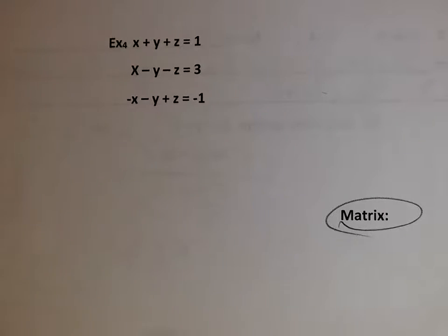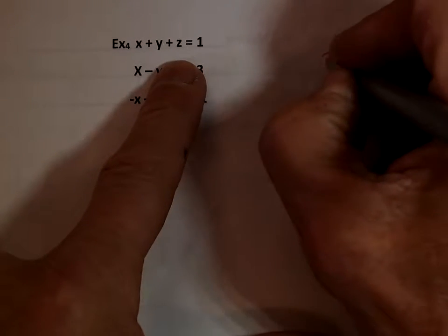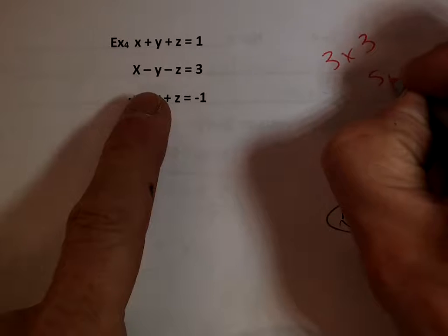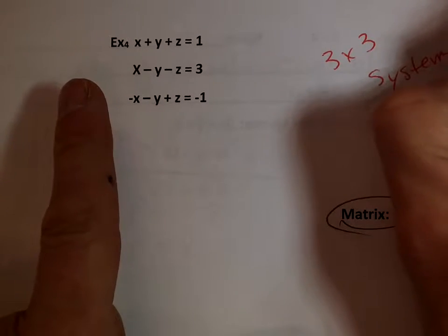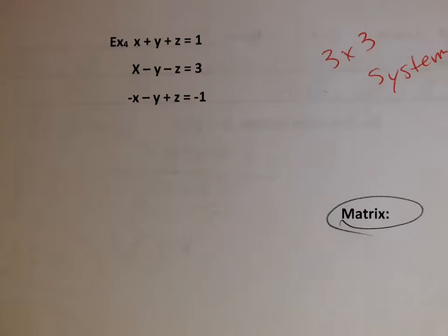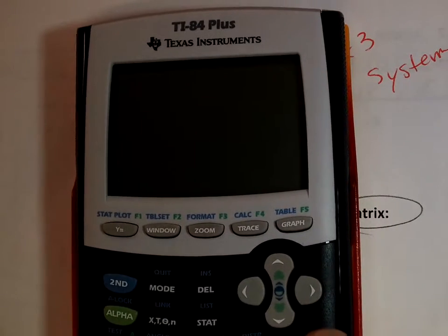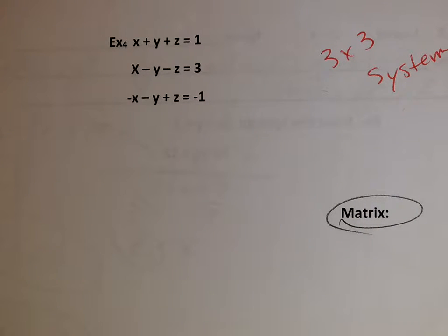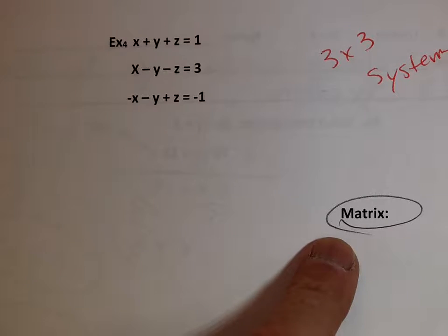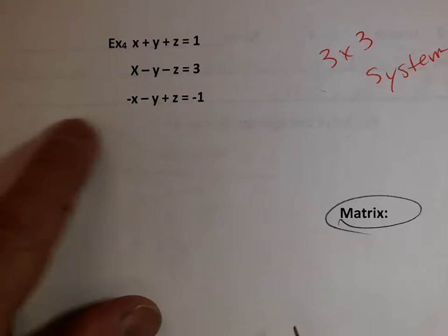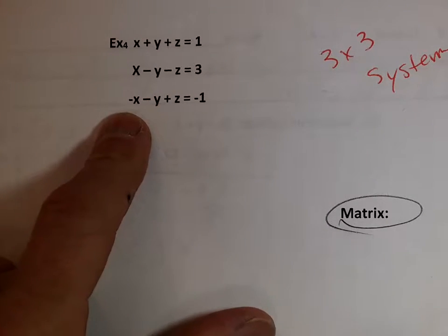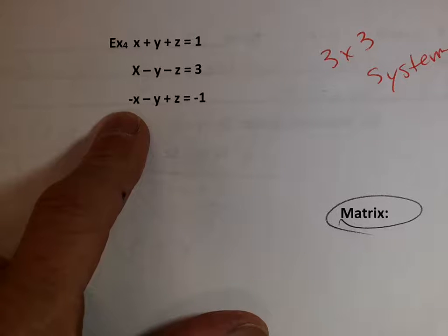Alright, so in order to solve what we call a 3 by 3 system, if we want to use our calculators, then we need to put our numbers into the calculator. We're going to put numbers into our calculator. Now, we need to put them into a thing called a matrix. A matrix takes numbers, not letters. Our calculator takes numbers, not letters.